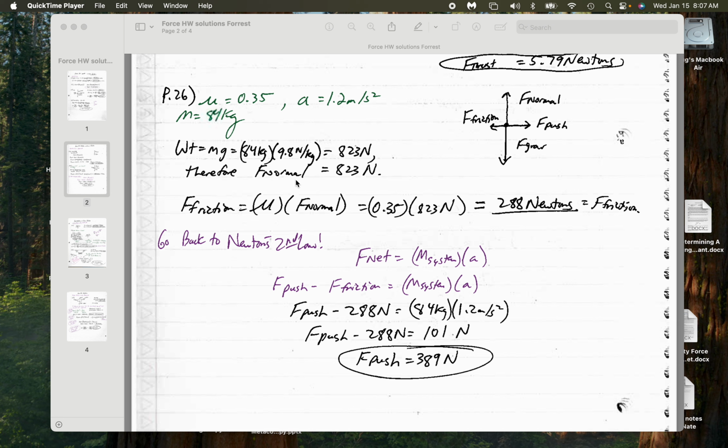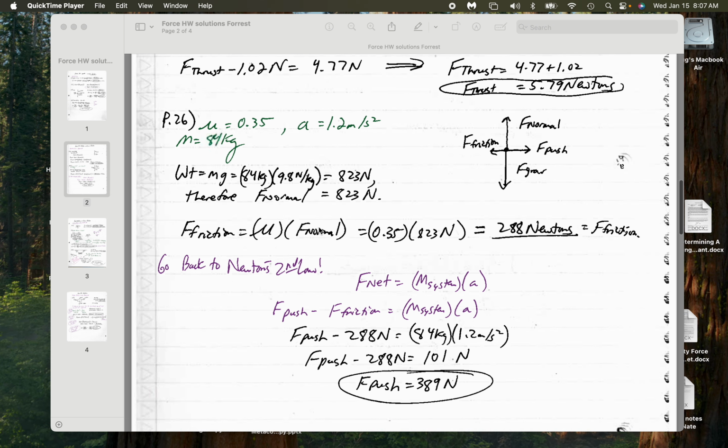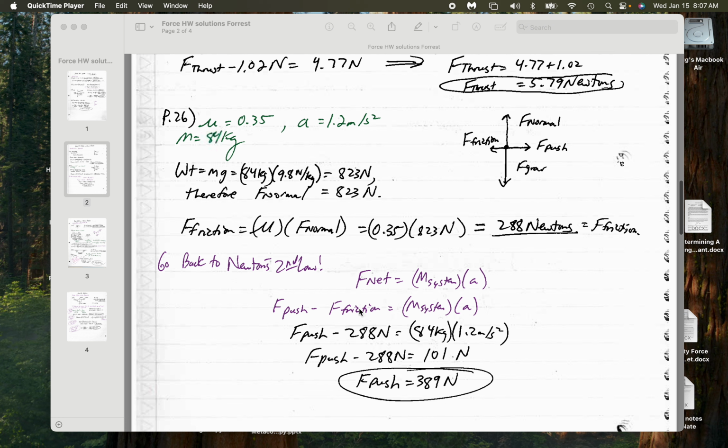So therefore, knowing that helps me figure out the friction. So you're given the coefficient of friction. You just figured out the normal force. So friction is 288 newtons. So now to figure out the force of the push, I go back to Newton's second law. Much like the last problem, I separate the forces, so push minus friction.